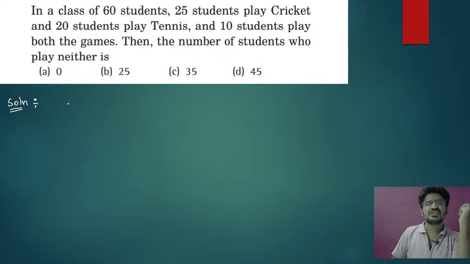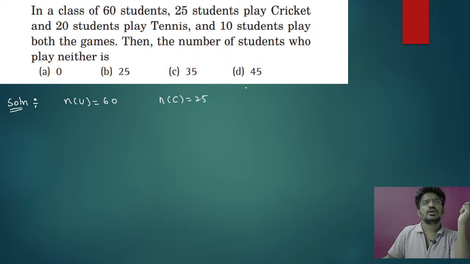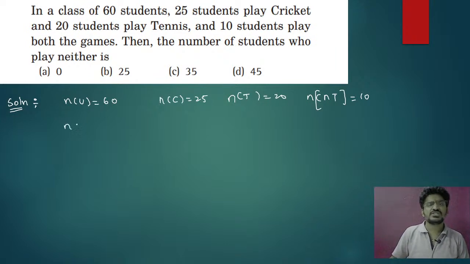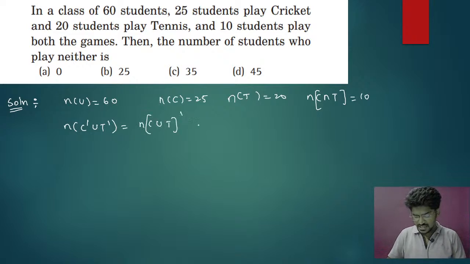Okay, in a class there are 60 students. That means N of U is 60. 25 play cricket. N of C is 25. 20 play tennis. N of T is 20. 10 play both games. N of C intersection T is 10. Now the number of students who play neither. That means N of C dash union T dash we have to calculate. That is nothing but N of C union T whole dash. That is equal to N of U minus N of C union T.